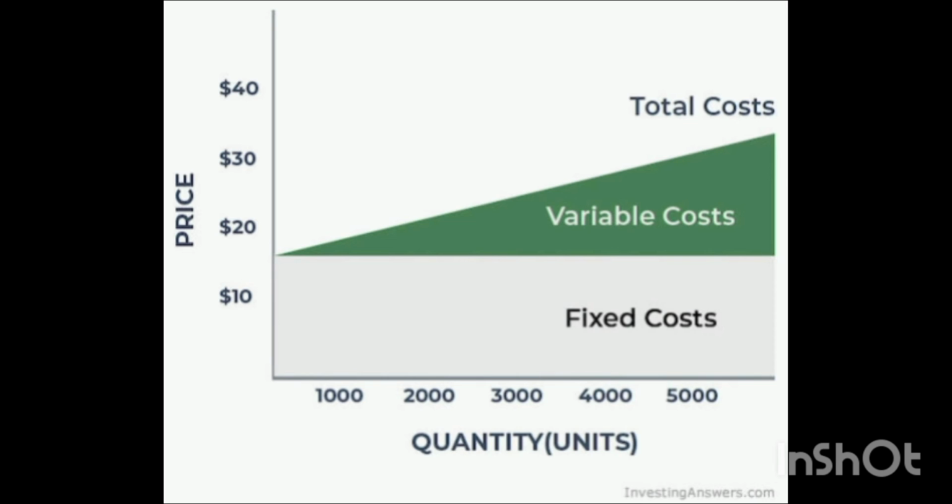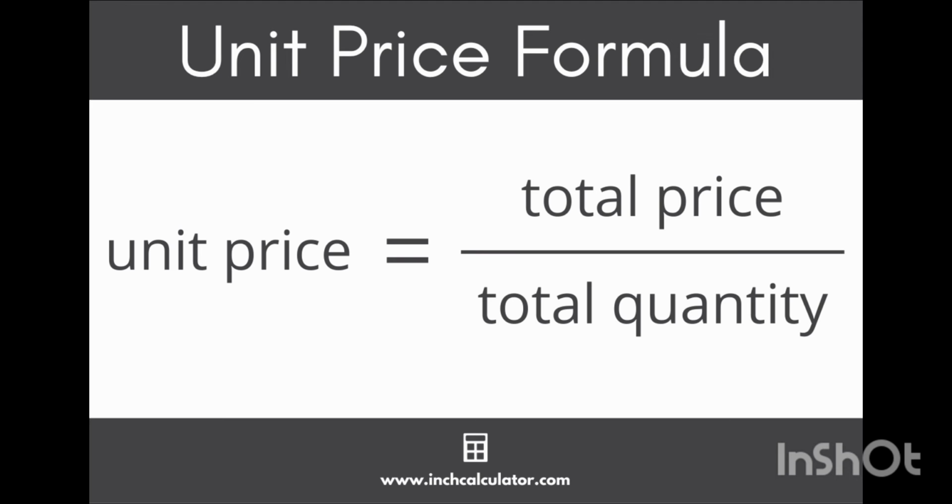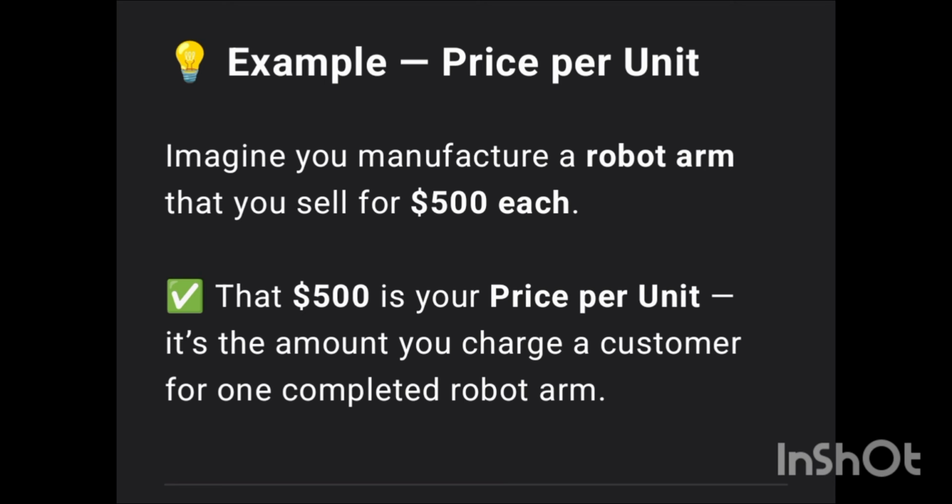On the x-axis we have quantity and on the y-axis we have price. The unit price formula is, if you want to know the price of one piece or one unit, total price divided by the total quantity. Then you will get the unit price. If you are running a business, it is very important for you to know the price of each product. For example, imagine you manufacture a robot arm that you sell for 500 each. That 500 is your price per unit, the amount you charge a customer for one completed robot arm. This is a very easy example to understand what your price per unit is.